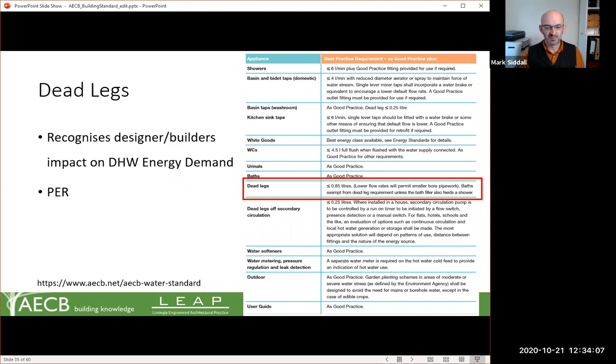And of course, by addressing the amount of energy that's used and lost through dead legs, that also reduces the impact upon the primary energy demand in a property as well.